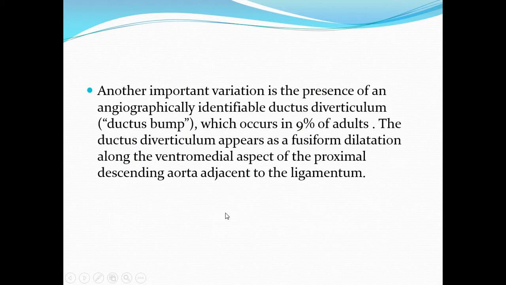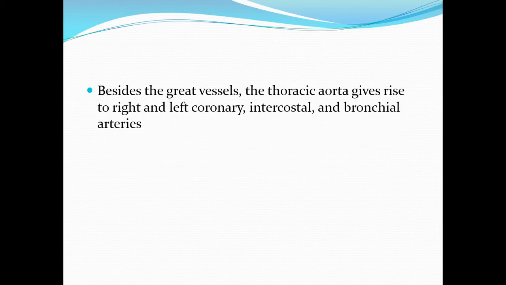Another important variation is the presence of an angiographically identifiable ductus diverticulum, which is called ductus bump, which occurs in 9% of adults. The ductus diverticulum appears as a fusiform dilatation along the ventromedial aspect of the proximal descending aorta adjacent to the ligamentum arteriosum. So, in addition to the great vessels, the thoracic aorta gives rise to the right and left coronary arteries, the intercostals, and the bronchial arteries.